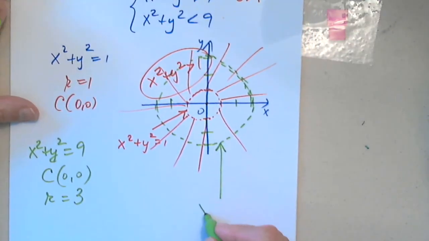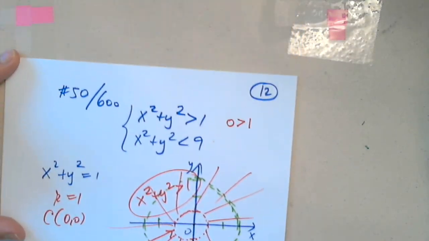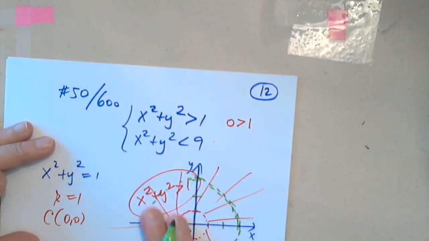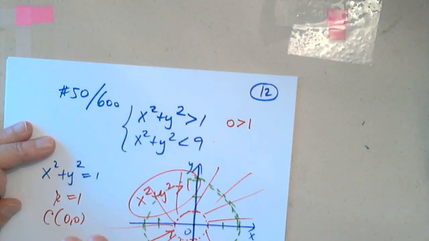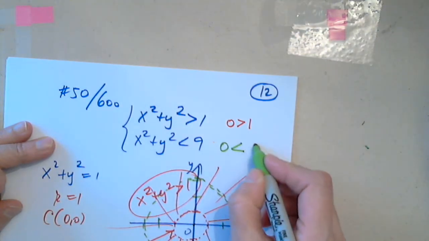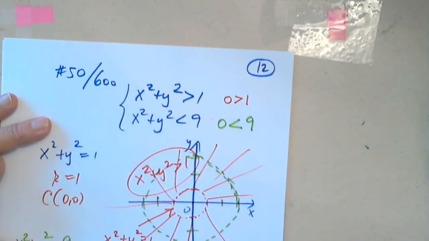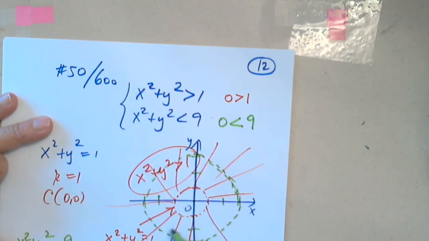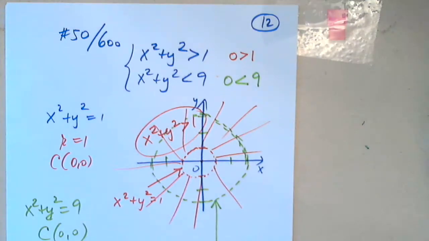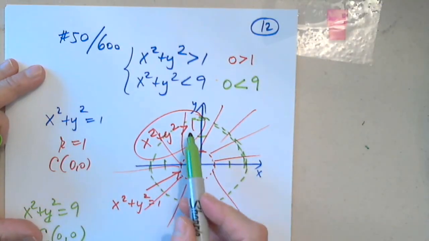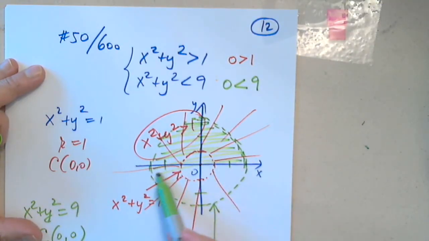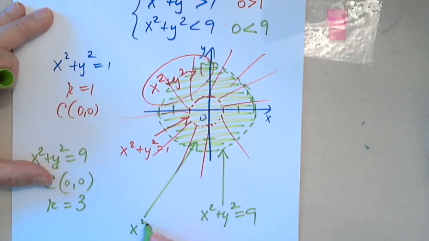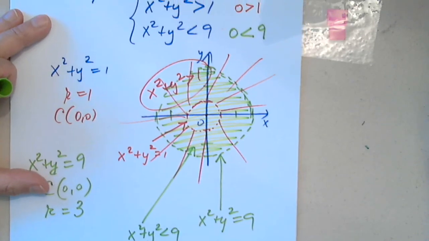This is x squared plus y squared equals 9. Pick 0, 0 again because it's the inside or the outside. So with 0, 0, I have that 0 is less than 9. If this is true, I will shade in the inside of the green. If it's false, I will shade in the outside of the green. Yeah, it's true. The inside green is x squared plus y squared less than 9.